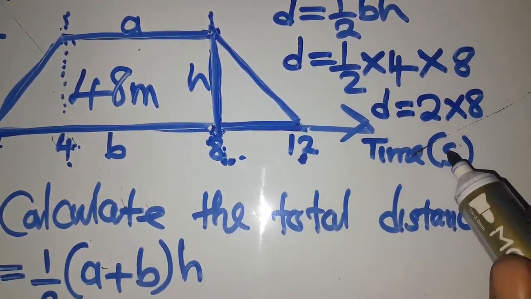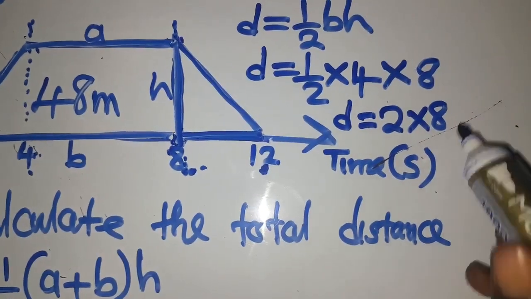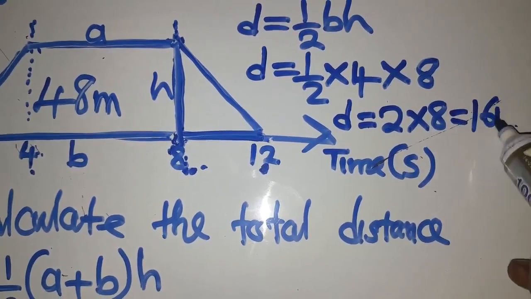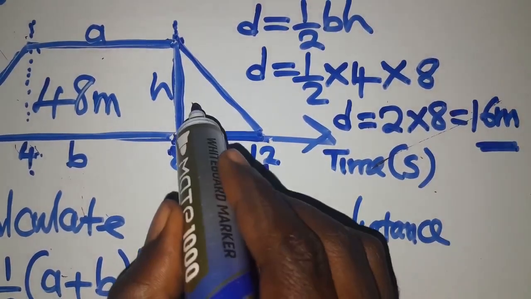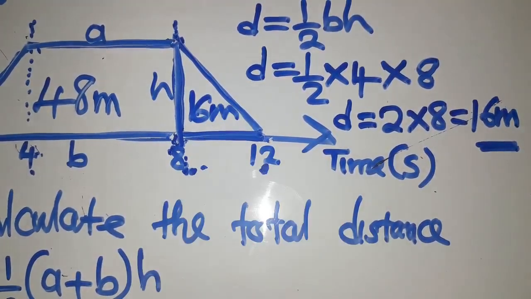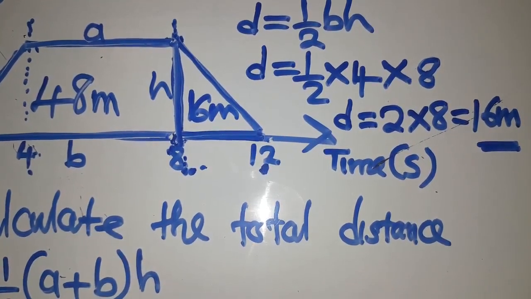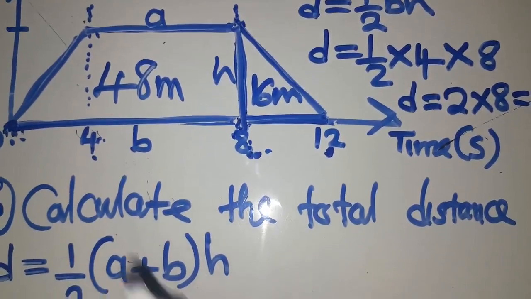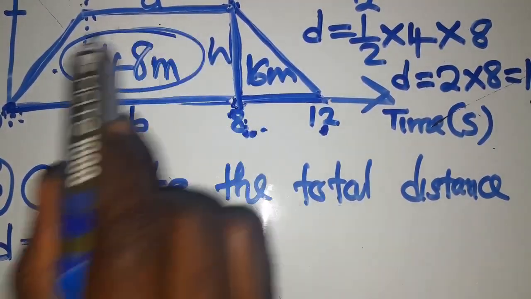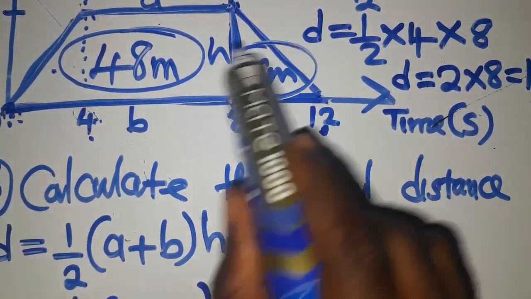What is 2 times 8? 2 times 8 is 16. So it's 16 meters. So we've calculated all of them. We've calculated this one from here, this whole thing here. This is 48. This is 16.